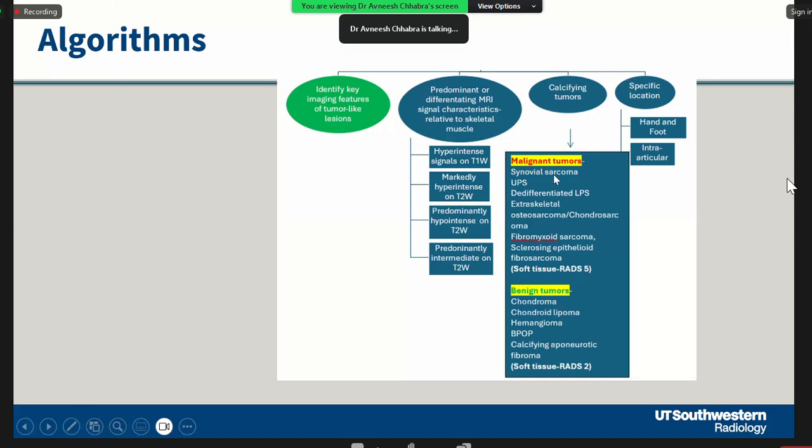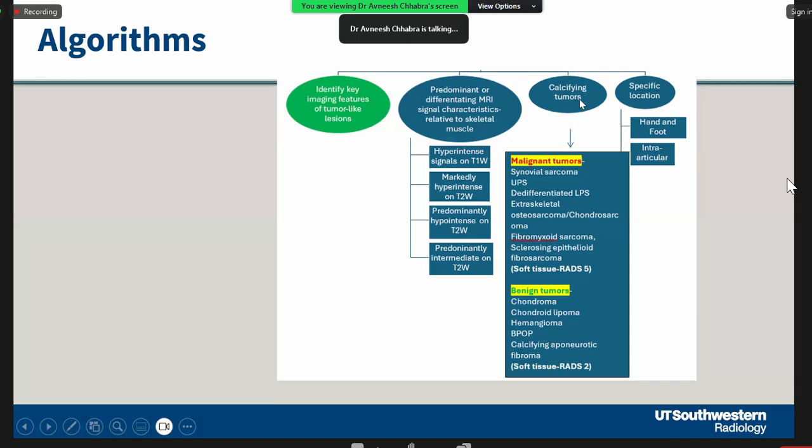Basically, they're not colored in the paper, but initially I colored them so it's easier for you. But generally, first you want to remove these tumor-like lesions. And you know what they are: ganglion, vascular malformation, lipoma, any other unencapsulated fatty globules, fat necrosis. They are tumor-like lesions, so these should be taken out first. After that, you look at whether it's hyperintense, markedly hyperintense, predominantly hypointense, or intermediate signal. So 3 on T2, 1 on T1, right? That's what helps you, whether you're looking at fat or hemorrhage, or very bright, very dark, or intermediate signal on T2.